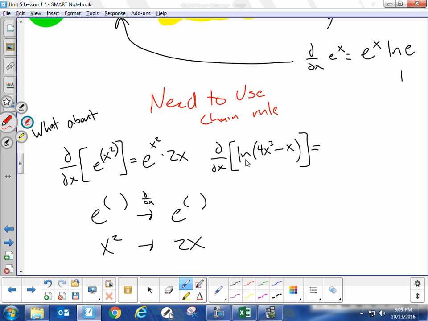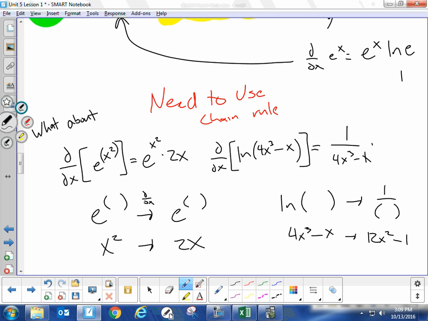Now, what about log of something other than x? We know that the derivative is 1 over x, right? But let's remember in a chain rule, we have an outside and the inside. The derivative of the log of stuff, I will say, is 1 over stuff. It's not going to be 1 over x, it's going to be 1 over my stuff. Then the derivative of my stuff, I can find, 12x squared minus 1. This ends up being 1 over 4x cubed minus x times 12x squared minus 1.